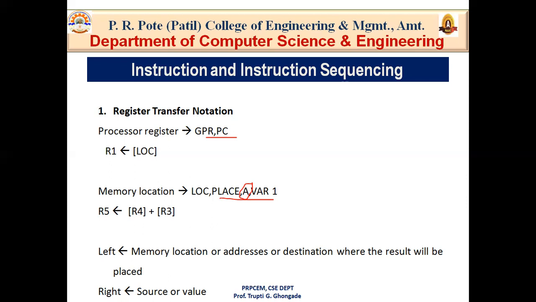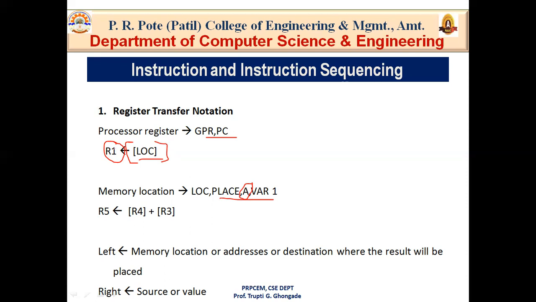We are transferring the contents of a location. When we are writing a content, we have to enclose the memory location within square brackets. So here we are transferring the contents of the memory location to the GPR, that is, the general purpose register. As I already told you, general purpose registers are R0, R1, R2 up to Rn. So here we are transferring the contents of the memory location to the general purpose register R1.